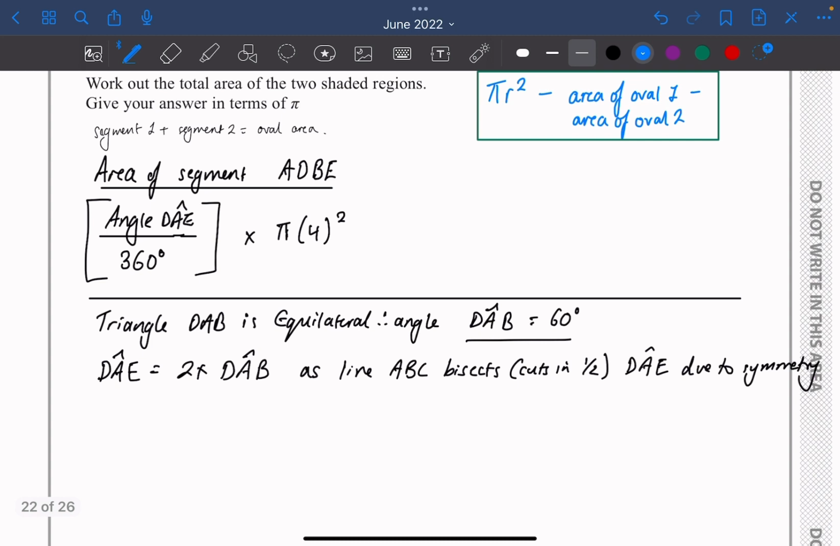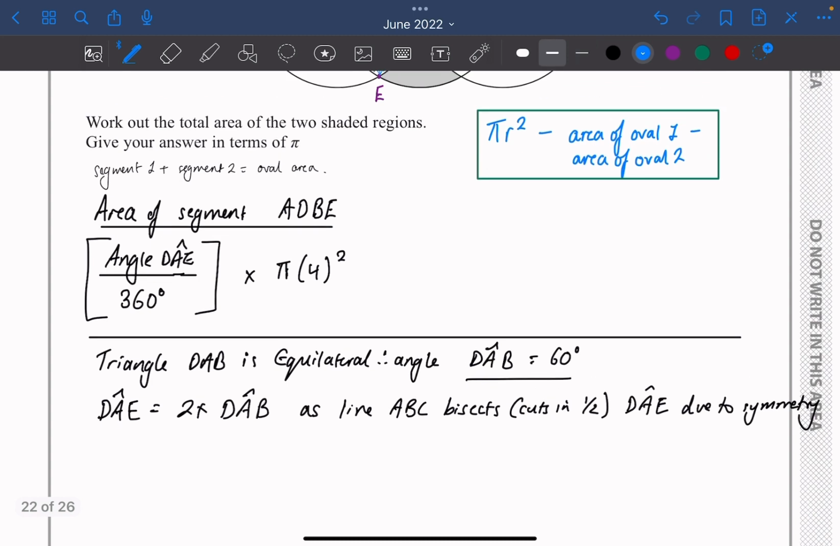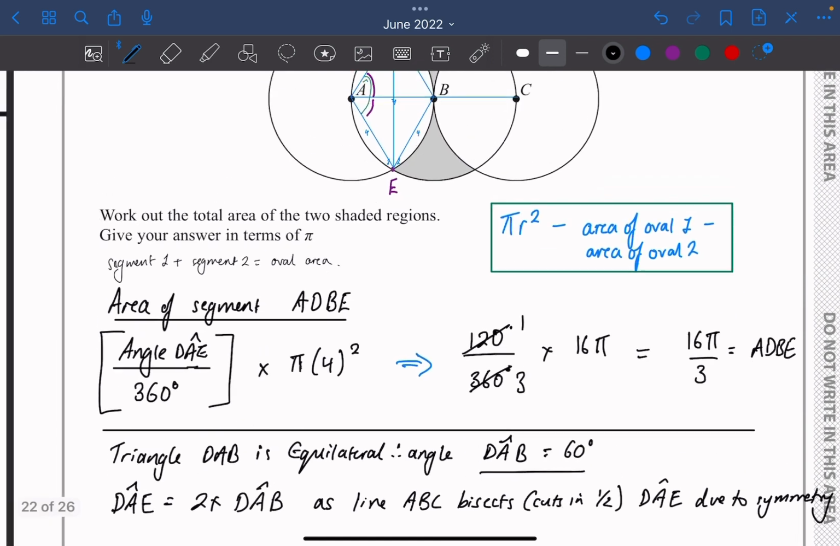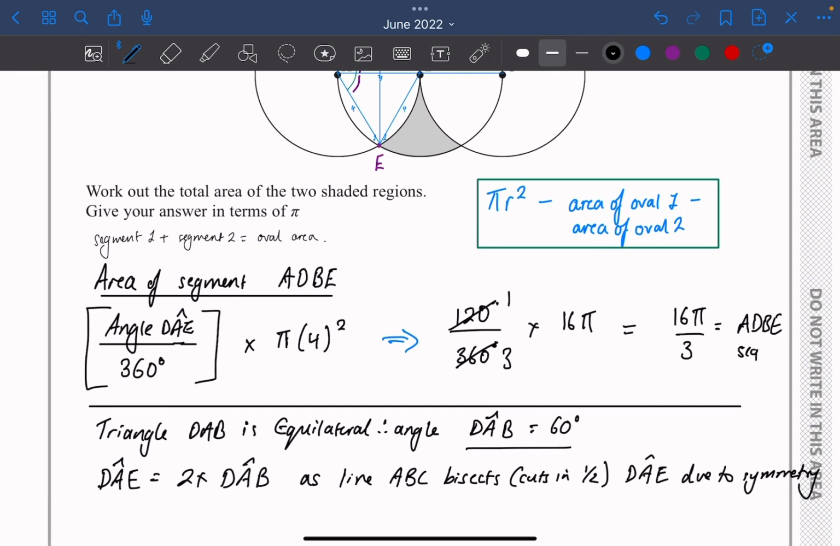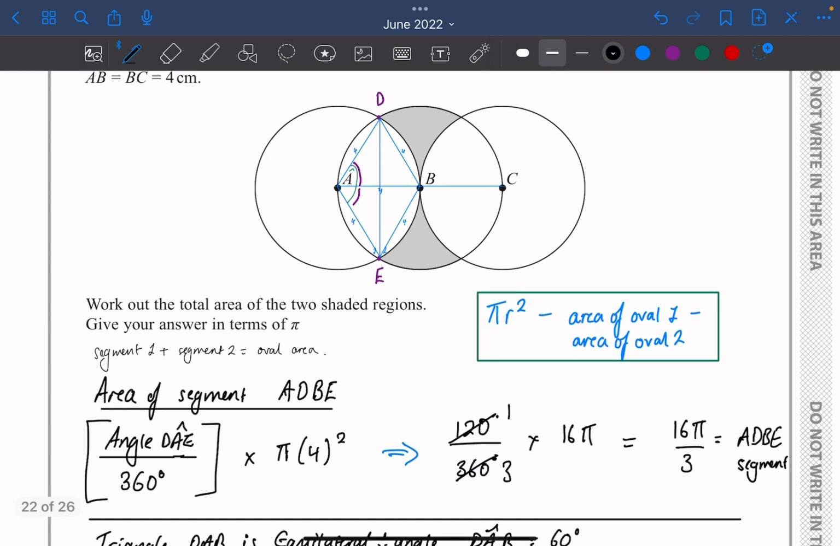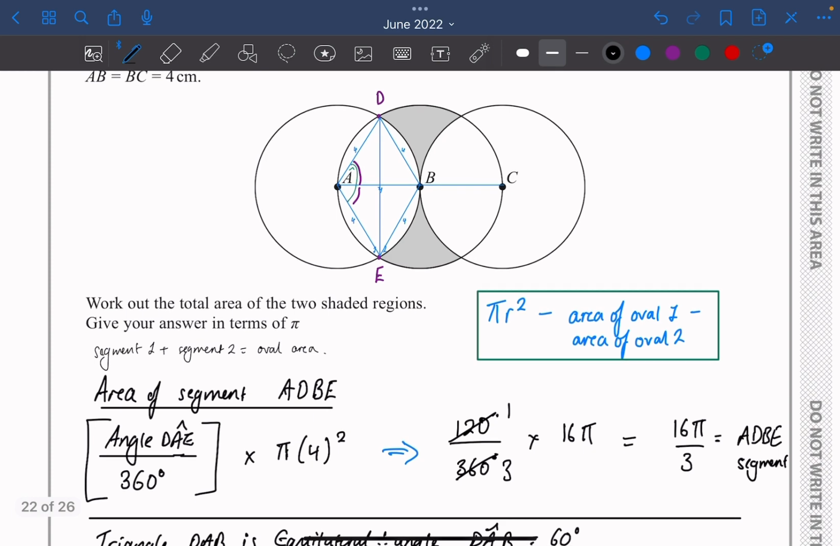We can plug that into the area of the sector. Angle DAE is 120, 2 times 60. Pi times 4 squared, 16 pi. Those two cancel, that's 1, 3. 16 pi over 3 is equal to area ADB, which is the sector. Okay, sorry, that's the sector.